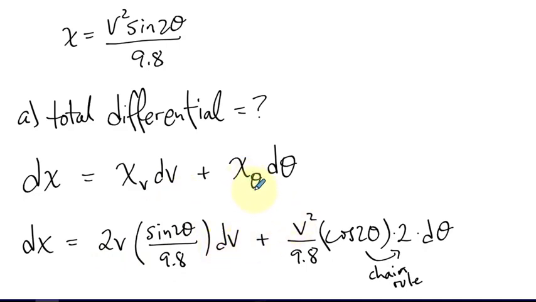When I take a derivative with respect to theta, v squared now is a constant, and of course 9.8 is a constant, so I just copy those as a constant factor, take a derivative with respect to theta, and I get cos 2 theta times 2 from the chain rule, and then times the differential in theta, because that's just part of the form of the total differential.